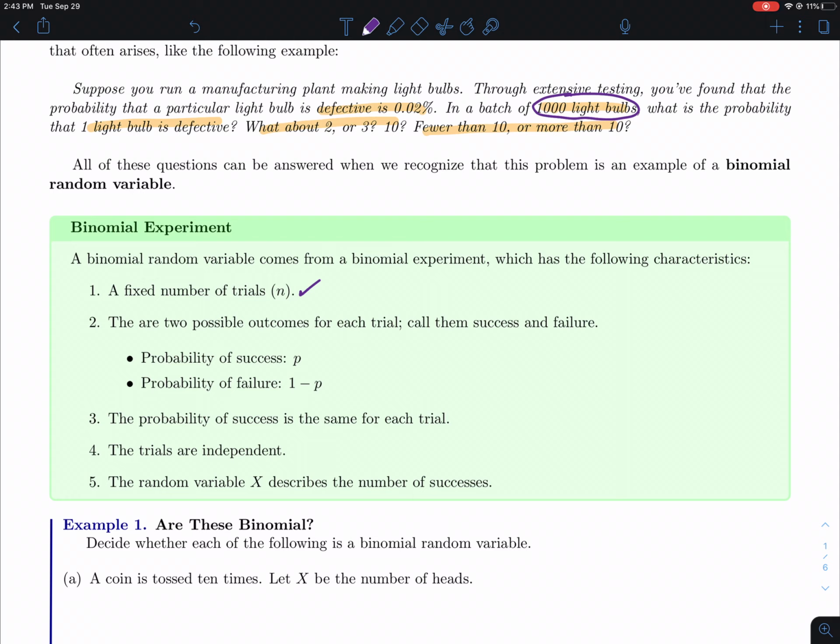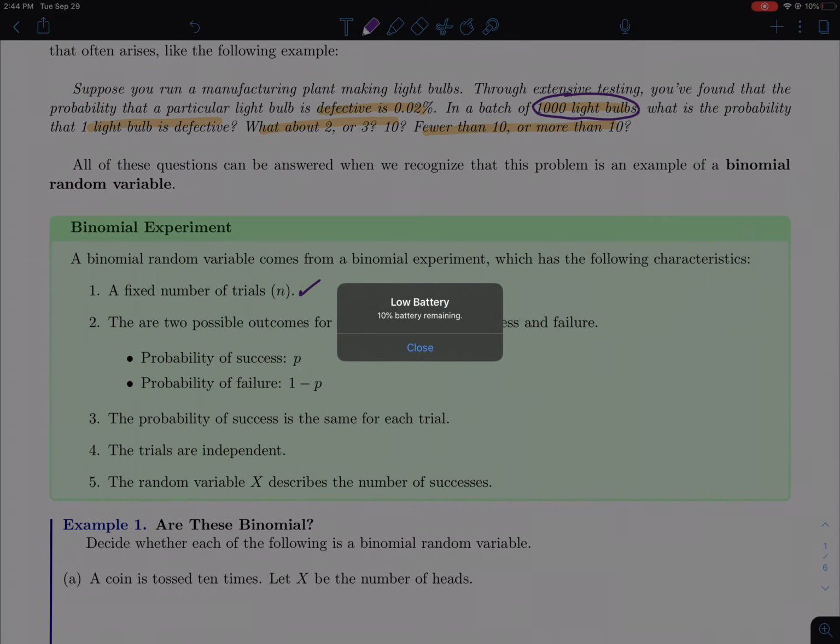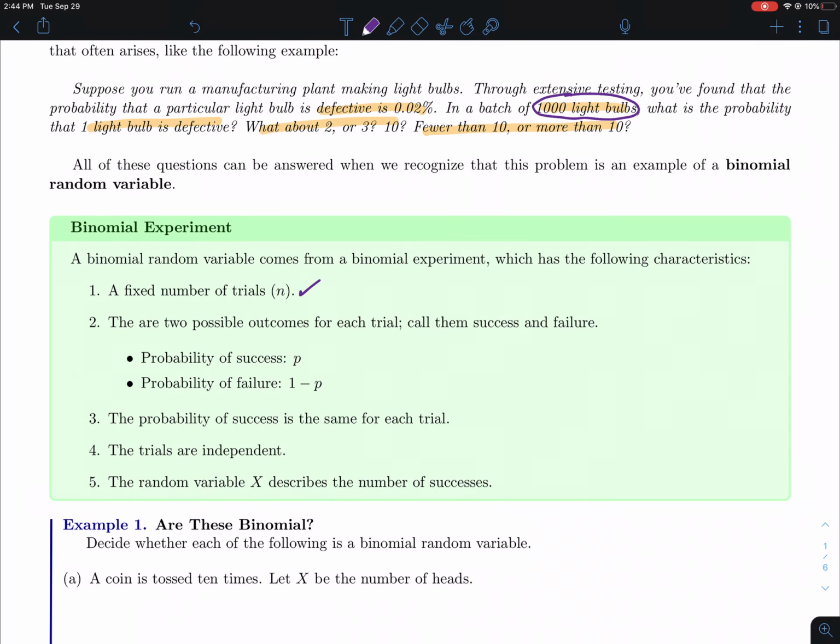There always has to be two possible outcomes. So again, there's a success and a failure. In this case, if we call a defective light bulb a success, then the probability of success is going to be a really small number. Our percentage of success, because we have to move this two places to the left, is going to be 0.0002. And the nice thing is, remember, all probabilities add up to 1. So if the probability of success is 0.0002, then the probability of failure is 1 minus that, which would be 0.9998 in this case.